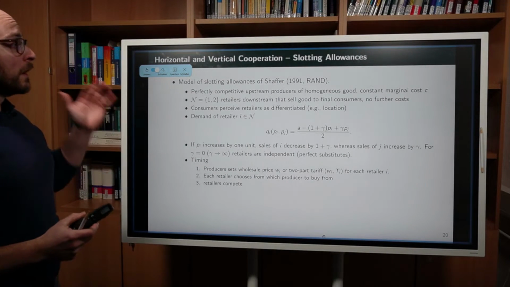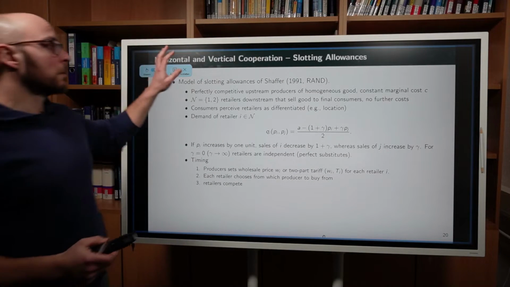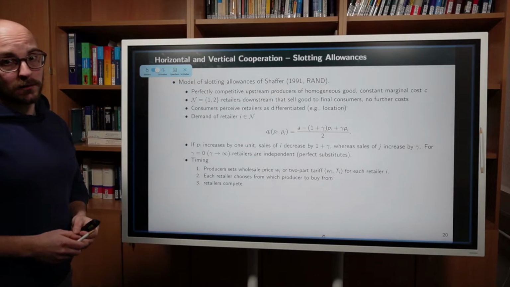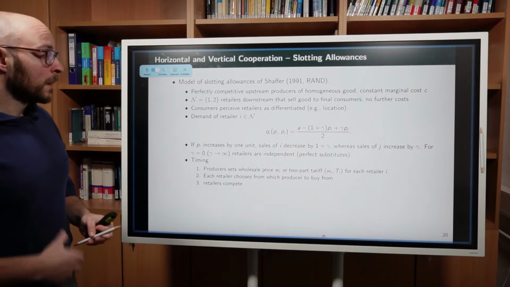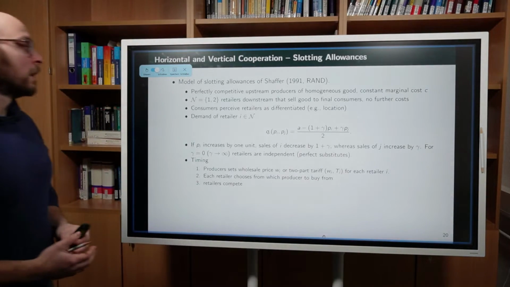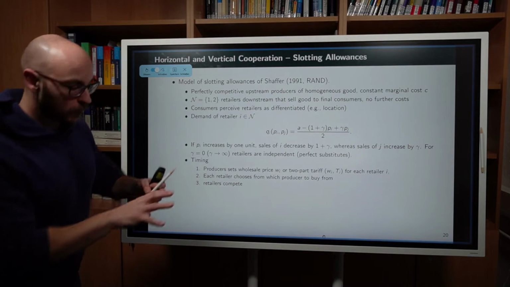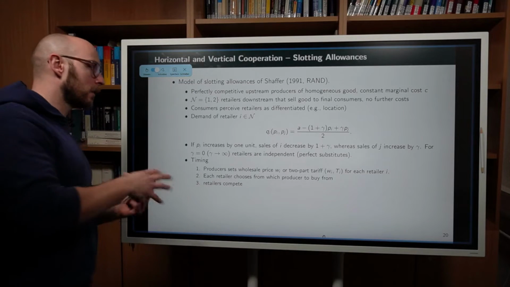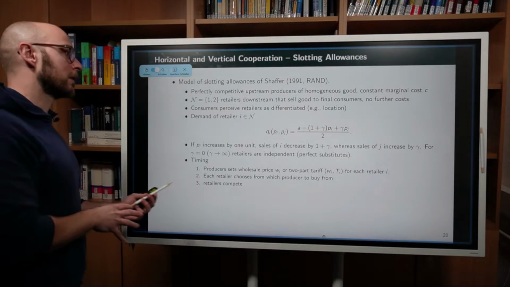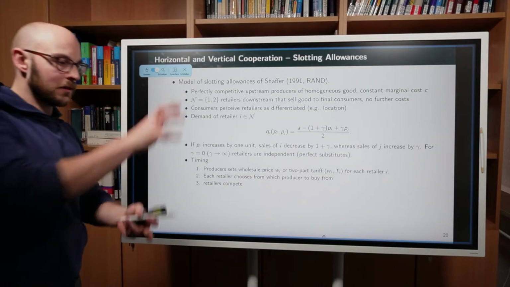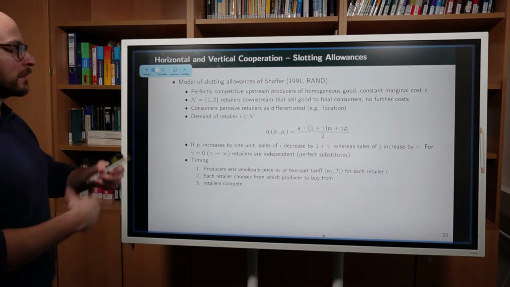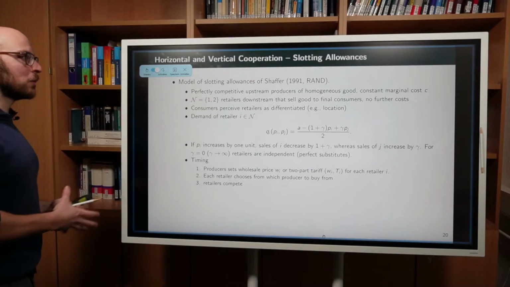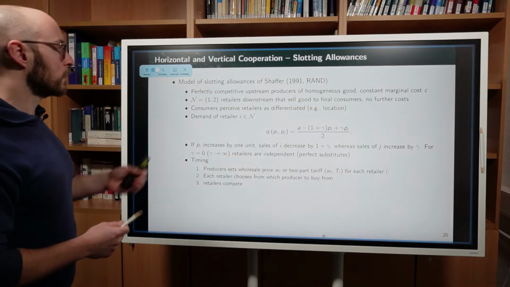Now, what we do lastly is to look at the model of Shaffer, 1991 in RAND, where we talk about slotting allowances. So one of these things where buyer power matters. This is basically the component where we go slightly away from our horizontal agreements towards vertical agreements, although it's not a vertical agreement per se, but it affects this upstream-downstream problematic, and it is related to buyer power on a downstream level. So it's something in between, which is of course worth noting.